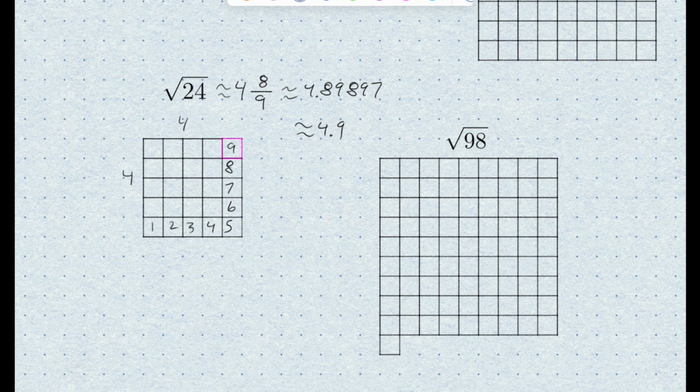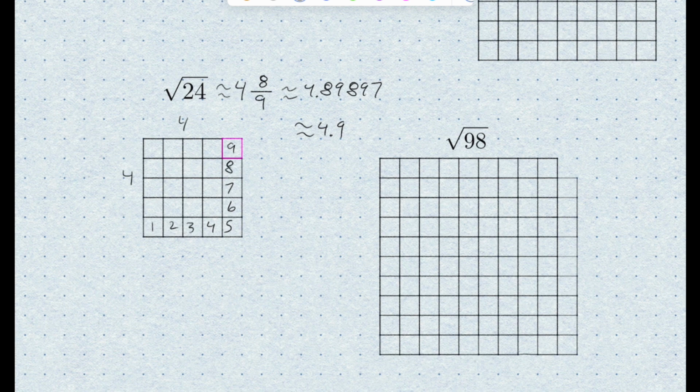So that's going to be 82, 83, 84, 85, 86, 87, 88, 89, 90, 91, 92, 93, 94, 95, 96, 97, 98.